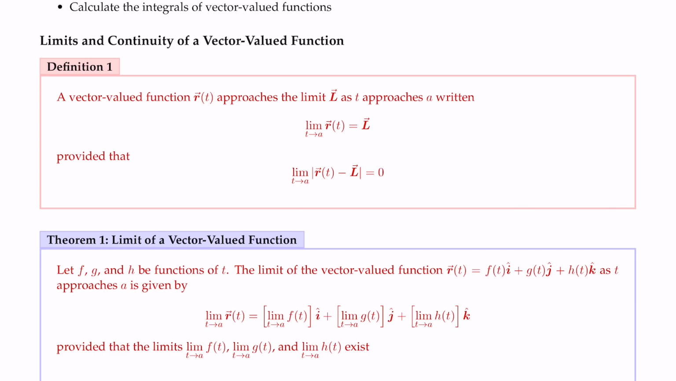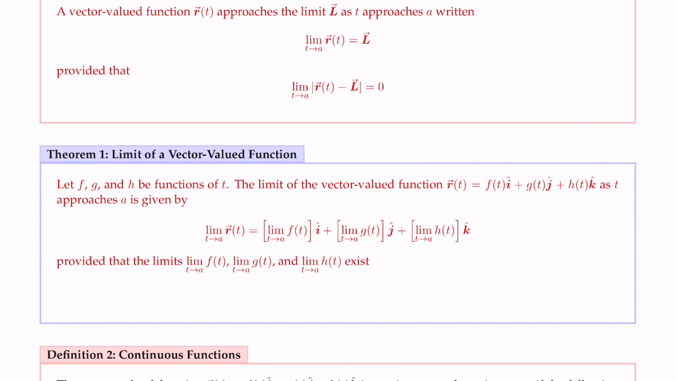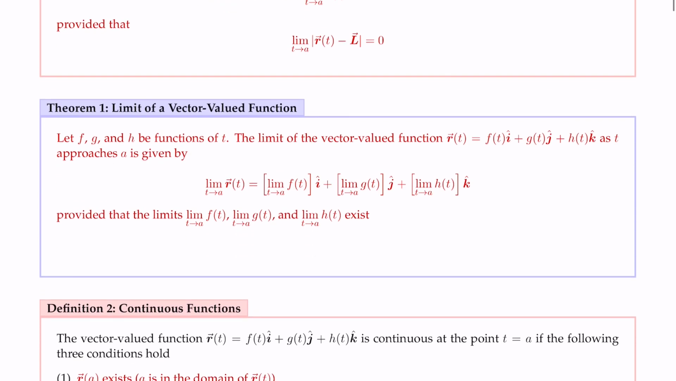Notice that even though r and L are vector valued, the distance between r and L is a function of a single variable t, to which our familiar limit theorems apply. Therefore, this definition, together with the following theorem, leads to a straightforward method for computing limits of vector valued functions. For this theorem, we have three scalar valued functions f, g, and h, which are functions of t. The limit of the vector valued function r(t) = f(t)i + g(t)j + h(t)k as t approaches a is given in this form.